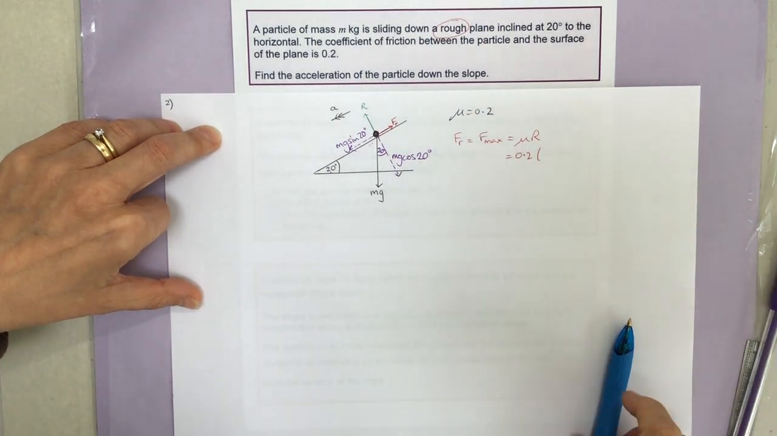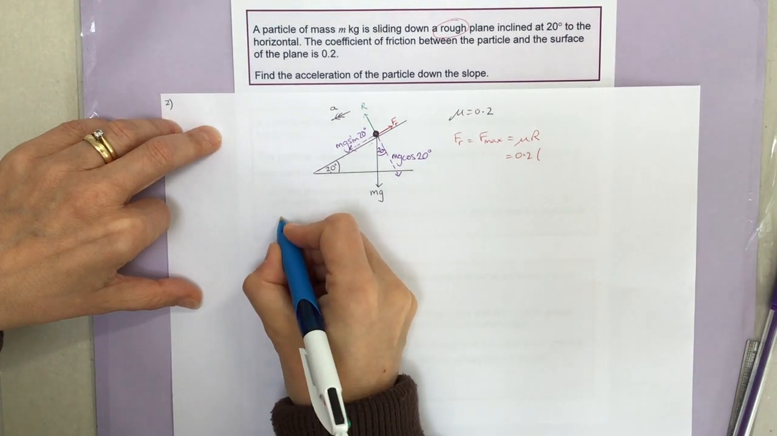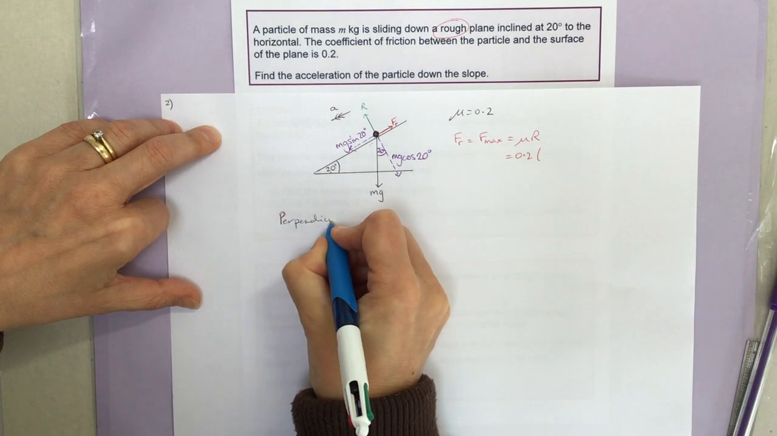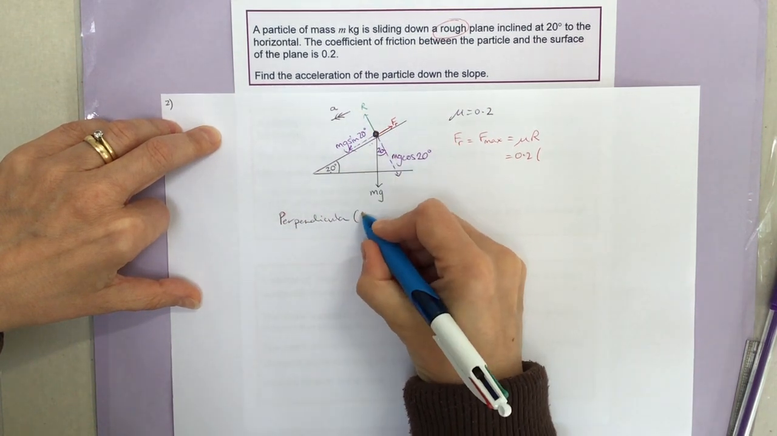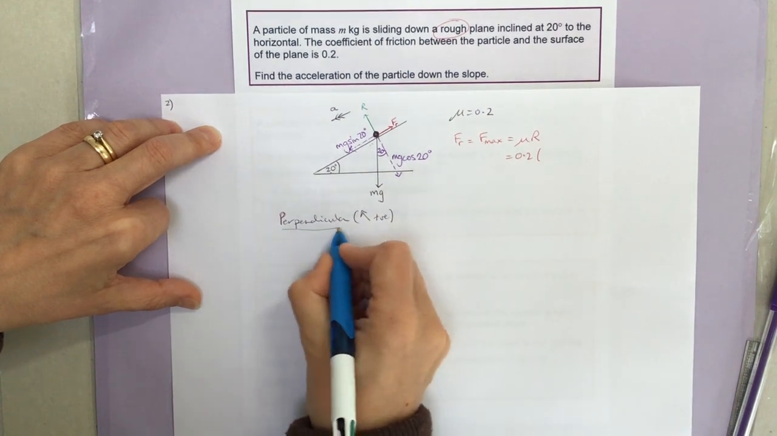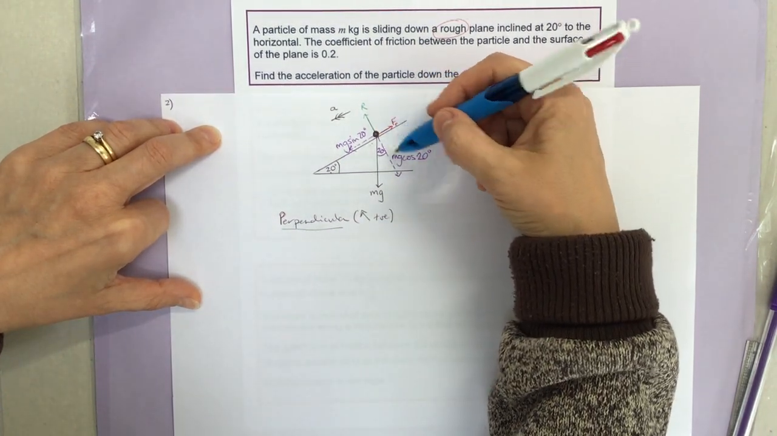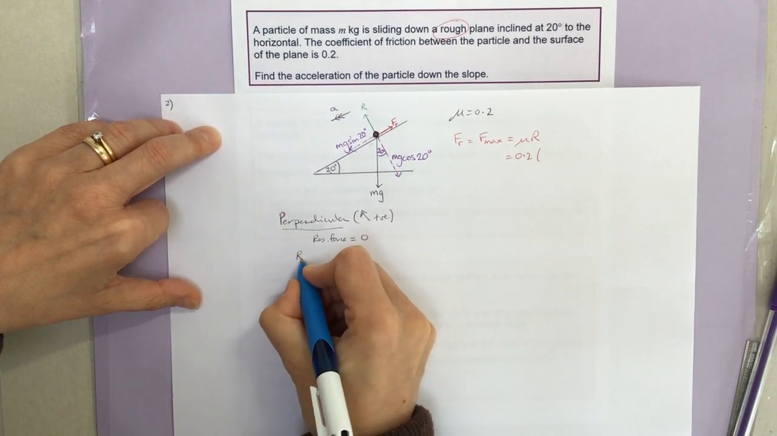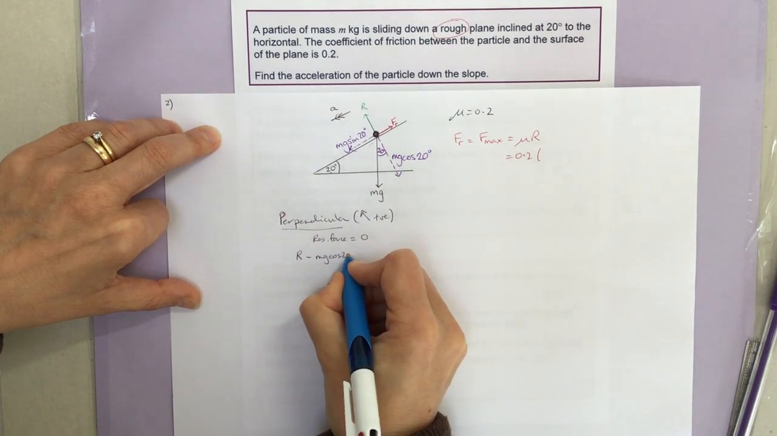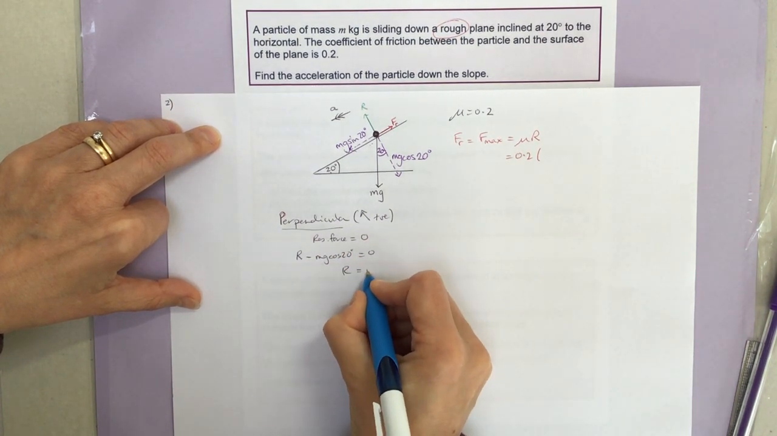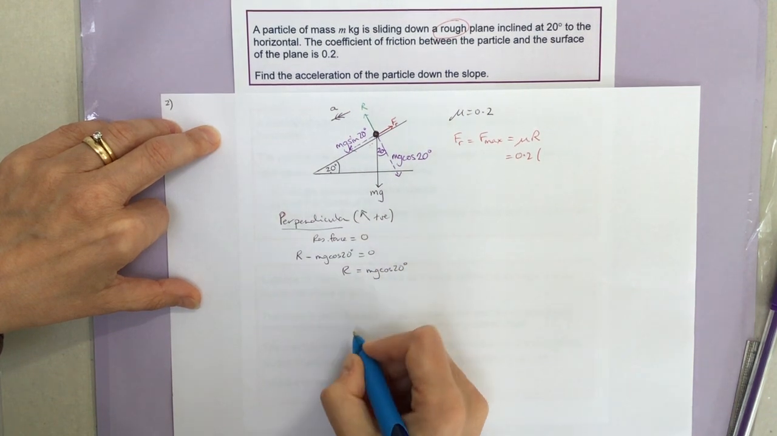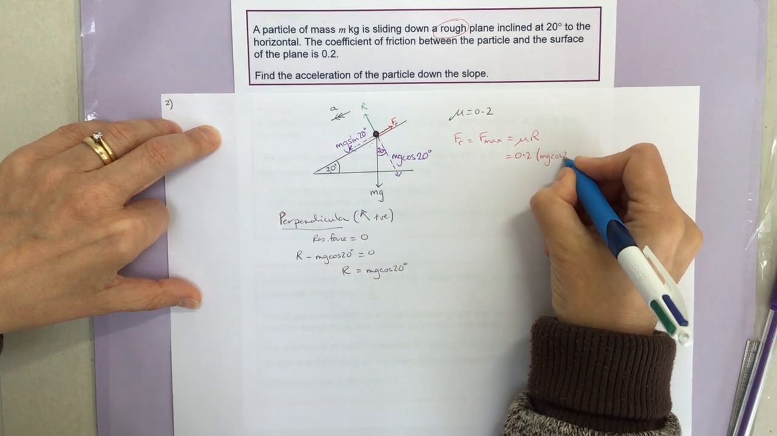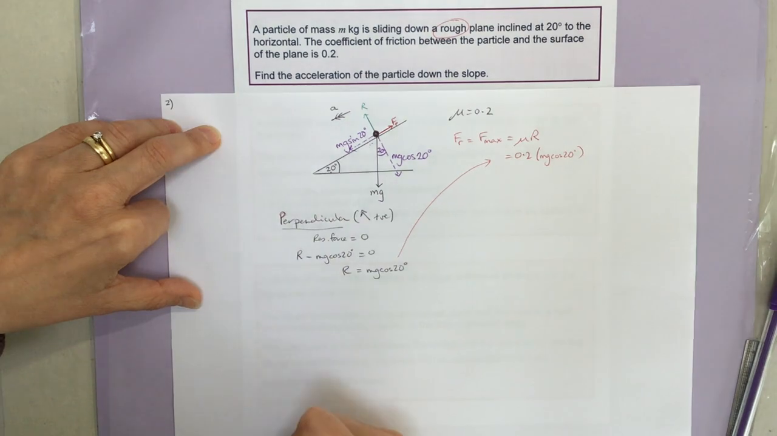Okay, let's have a look then at our perpendicular, oops, let's get the black going, perpendicular to the plane first of all. And again, I'm going to take up away from the plane as positive. And perpendicular to the plane, there's no motion in this direction, so my resultant force is equal to 0. So I'm going to get R minus mg cos 20 is equal to 0. So R is equal to mg cos 20 degrees. And now that can go up here. That's gone up there now.